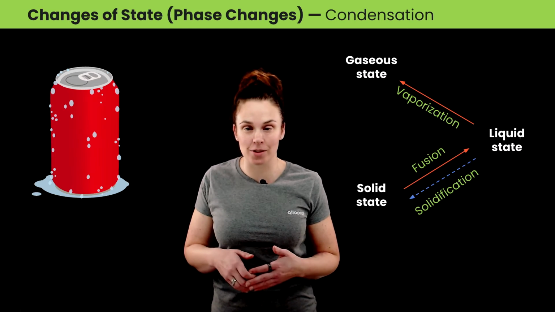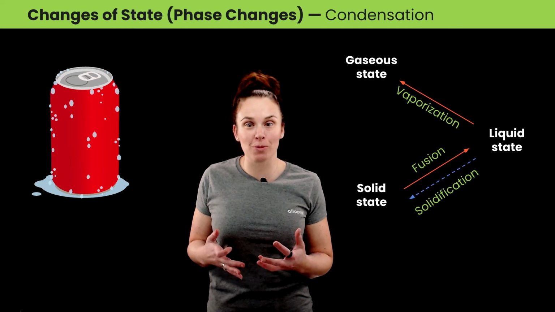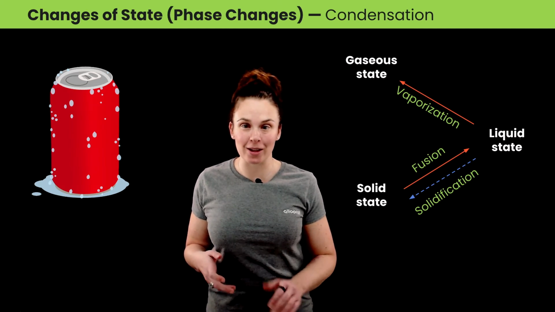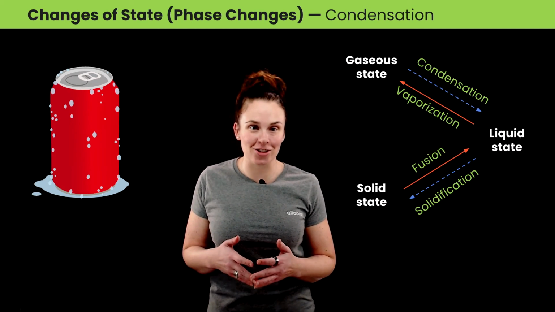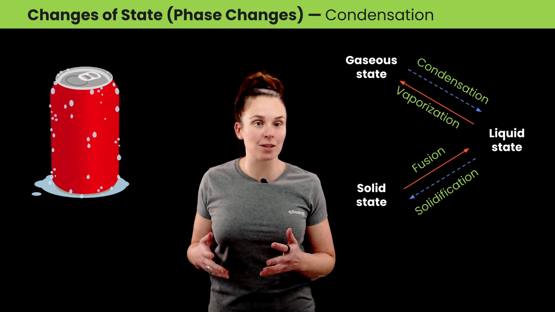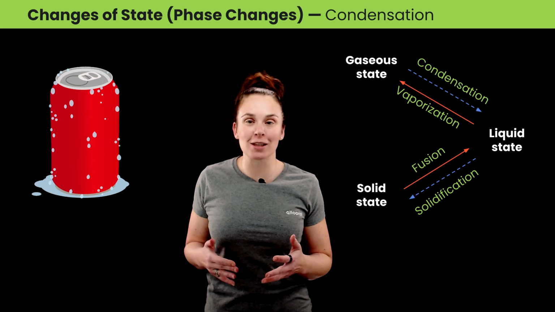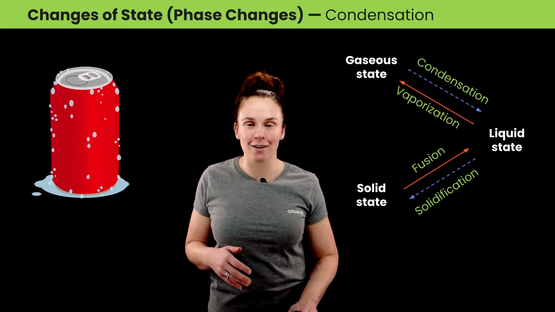And in the opposite process, if we take water vapor that's in the air and it touches a cold can of soda, we can see that those water molecules, because there's a decrease in temperature, will then turn into a liquid. And this is called condensation. And as you can see, we go from a gaseous state to a liquid state, shown by that beautiful blue arrow, which shows that there is a decrease in temperature.